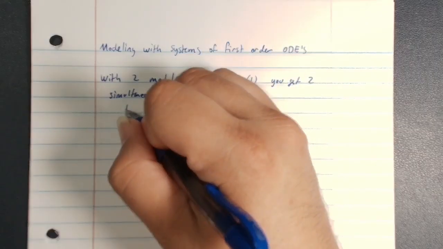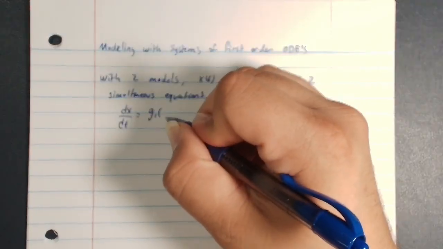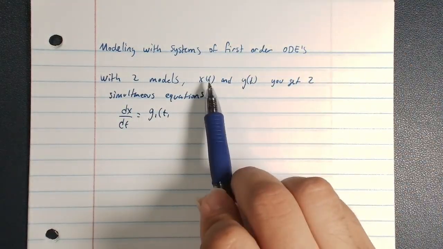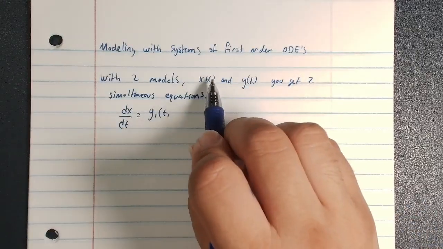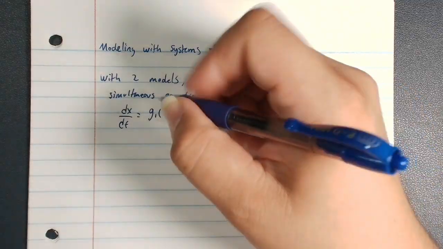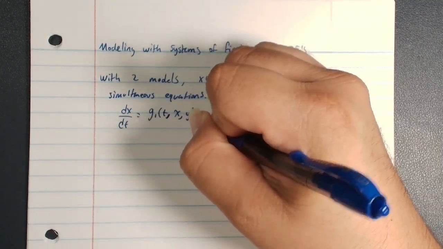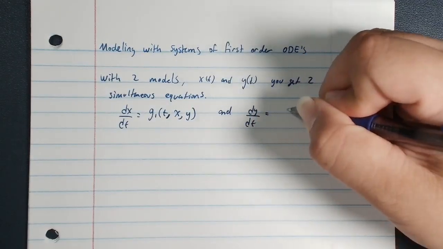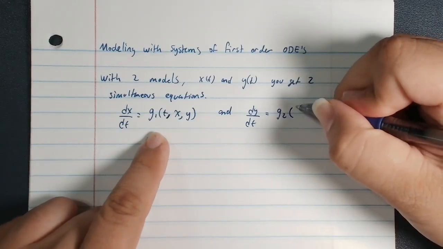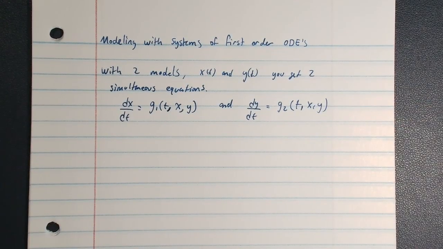One of them would be something like the derivative of x with respect to t is equal to some function, I'll call it g1. Now, of course, everything is in terms of time, but since these two models are interacting with each other, this function g1 would depend on time, and it would depend on the information of these two different models, so t, x, and y. And the change in y with respect to time would be some other function of, again, those parameters, t, x, and y, like this, where g1 and g2, for our purposes, are going to be linear and even first order.